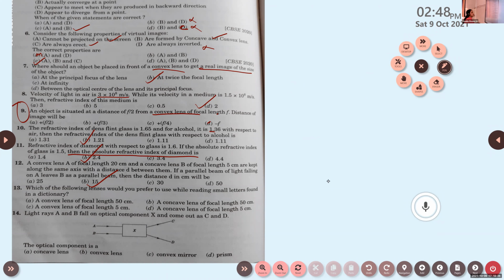Now the 13th question. Which of the following lenses would you prefer to use while reading small letters found in a dictionary? A convex lens of focal length 50 centimeter, a concave lens of focal length 50 centimeter, a convex lens of focal length 5 centimeter, a concave lens of focal length 5 centimeter. Some of them are very curious and interested to say the answer. Who is that?